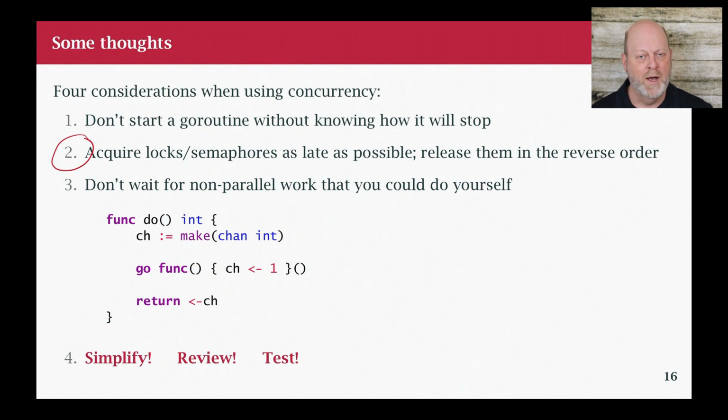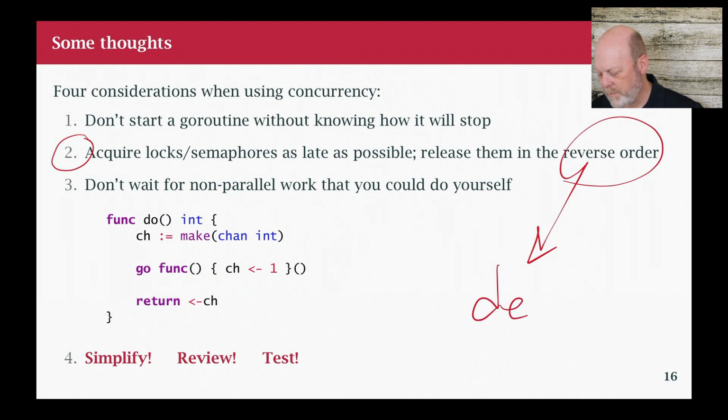If you have more than one, you have to get them in the same order. And we want to release them in the reverse order. And of course, the nice thing about defer is defer goes in the opposite order. If I defer A and B, then B happens and then A happens when the function comes to an end, which means if I'm using defer, my locks will get unlocked in the right order. Okay.